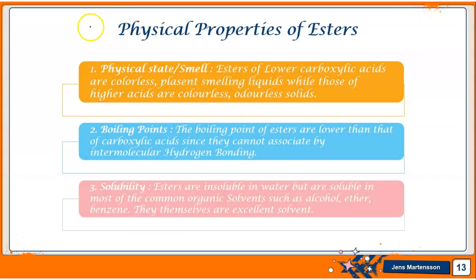Now let's discuss the physical properties of esters. There are three properties that we are going to discuss, that include physical state, boiling point, and solubility. In the physical state, esters of lower carboxylic acids are colorless, pleasant smelling liquids, while those of higher acids are colorless, odorless solids.